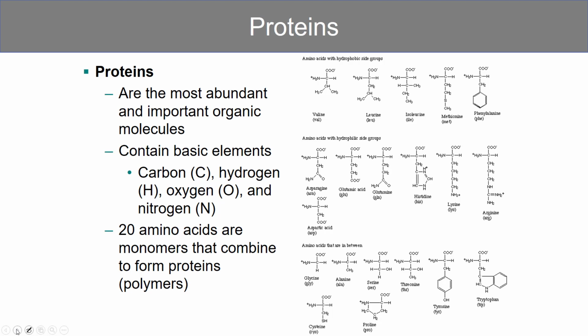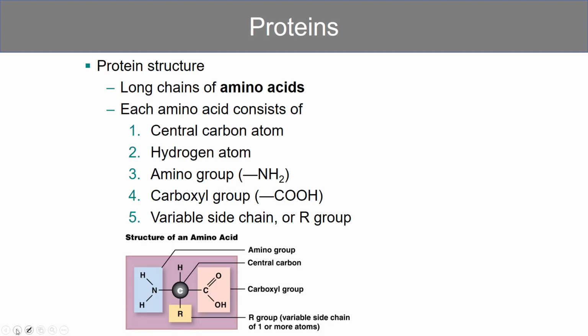They contain carbon, hydrogen, oxygen and nitrogen, and they're made up of a building block, or a monomer, called an amino acid. And there are 20 natural amino acids in nature. And here we see the chemical structure of all 20. So amino acids are the monomers, while proteins are the polymers. So proteins are basically long chains of amino acids that are all linked together covalently.